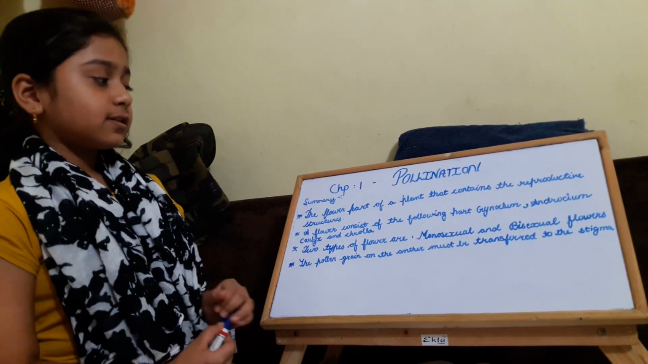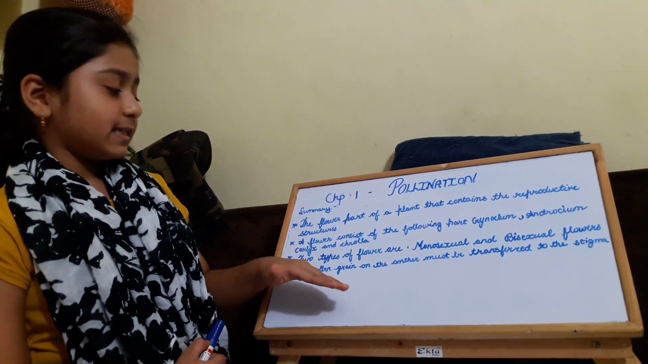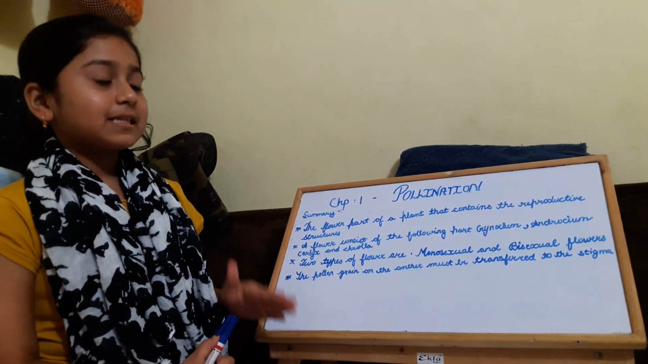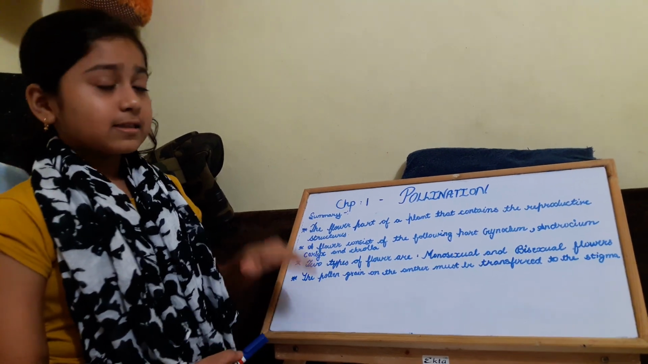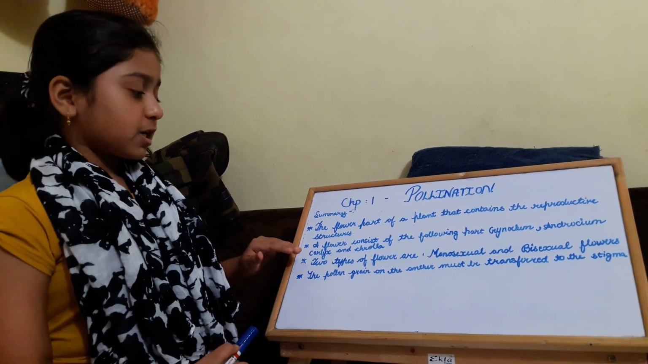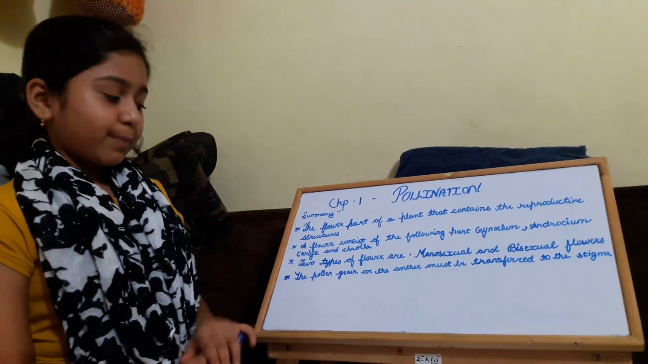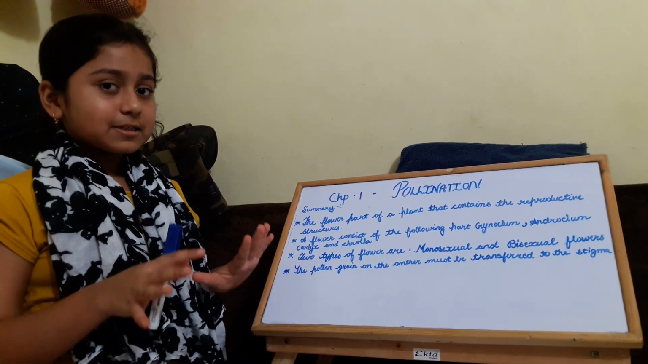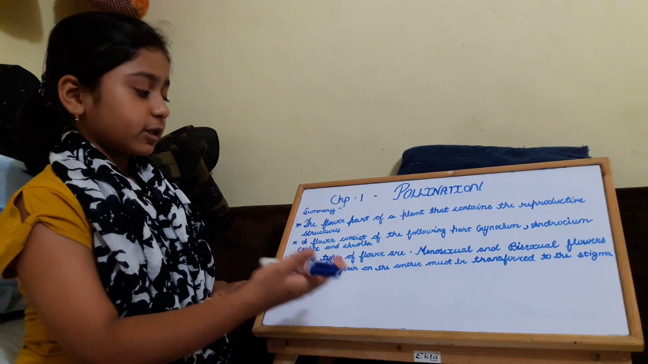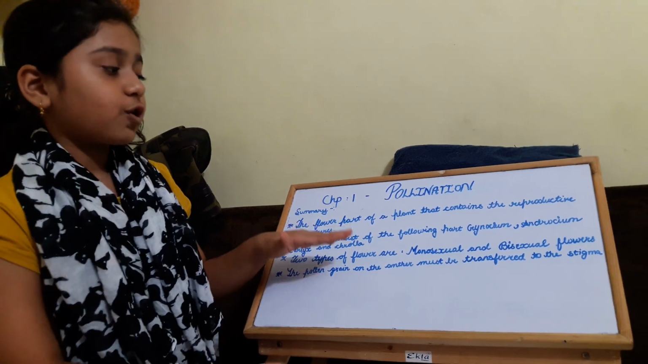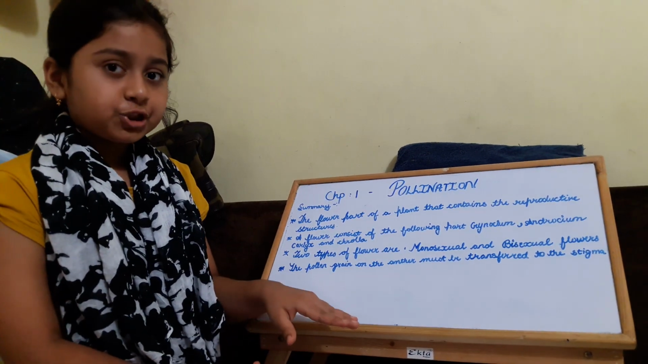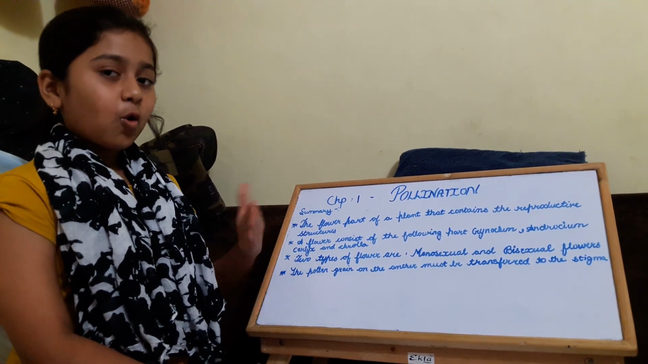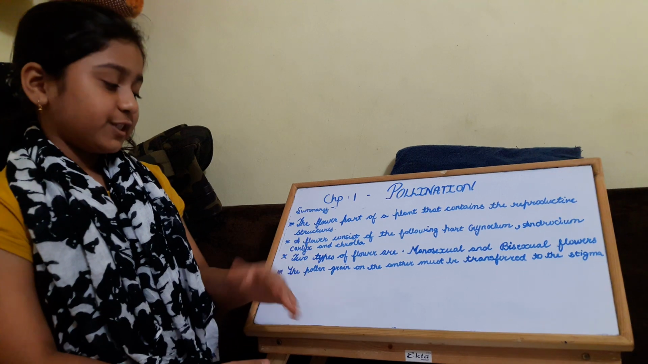The flower is the part of a plant that contains the reproductive structure. As I told you, reproduction takes place in the flower. Now, the second point: we know that a flower consists of reproductive parts, but what are they? A flower consists of the following parts: gynoecium, androecium, calyx and corolla. I'll explain all of this in the next video.